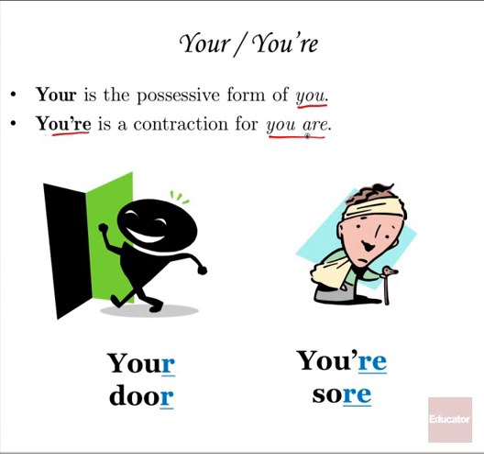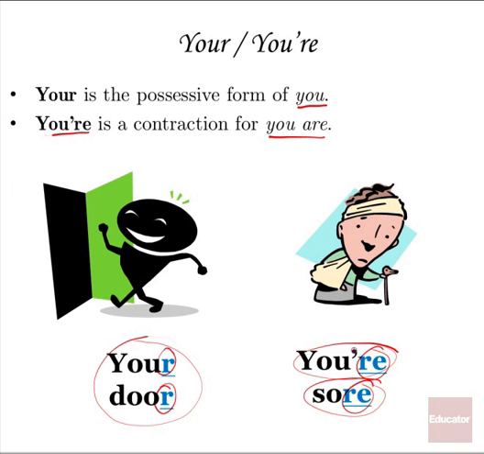Now, the way to remember which one is which, just remember, your door, the door that you actually own. They both end with R. If you're talking about something you actually own, your door, okay? Now, by contrast, you could also say you're sore. They both end with RE. You couldn't say you are door or your sore. You would say your door, R, you're sore, RE.